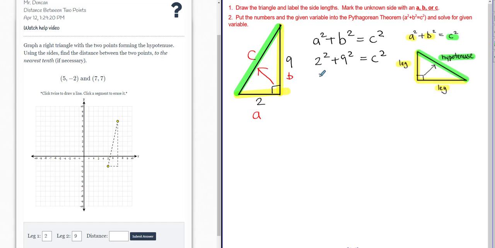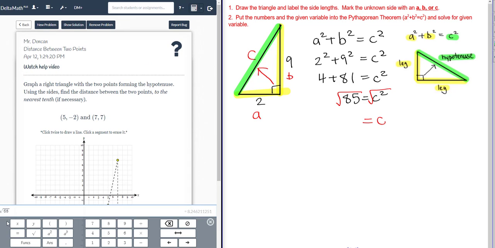2 squared is 2 times 2, which is 4. 9 squared is 9 times 9, which is 81, is equal to C squared. 81 and 4 is 85, is equal to C squared. Then I'll square root both sides to get rid of the square. And so then I should have C is equal to the square root of 85. Now I'm going to let you know 85 is not a perfect square, so we're going to need a calculator. We're going to have to do some rounding.